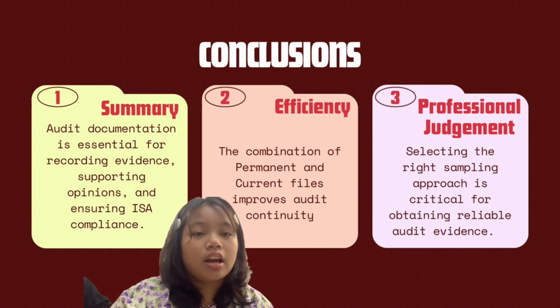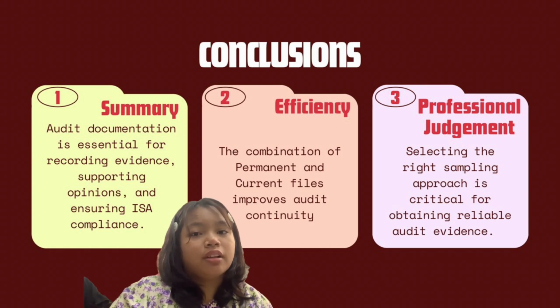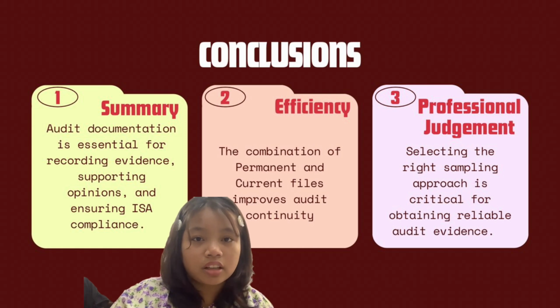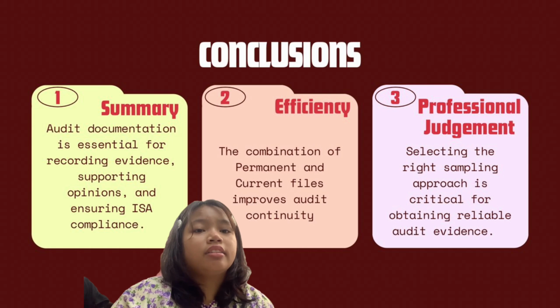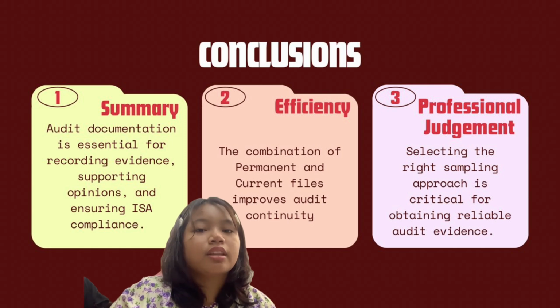Second is efficiency. We found that the synergy between permanent and current files is vital. By balancing long-term data with period-specific details, we significantly improve audit efficiency and maintain continuity across different cycles. Third is professional judgment. As we discussed regarding sampling, whether we use statistical or non-statistical methods, the auditor's judgment is key. Selecting the right approach is the only way to detect material misstatements and obtain truly reliable evidence.